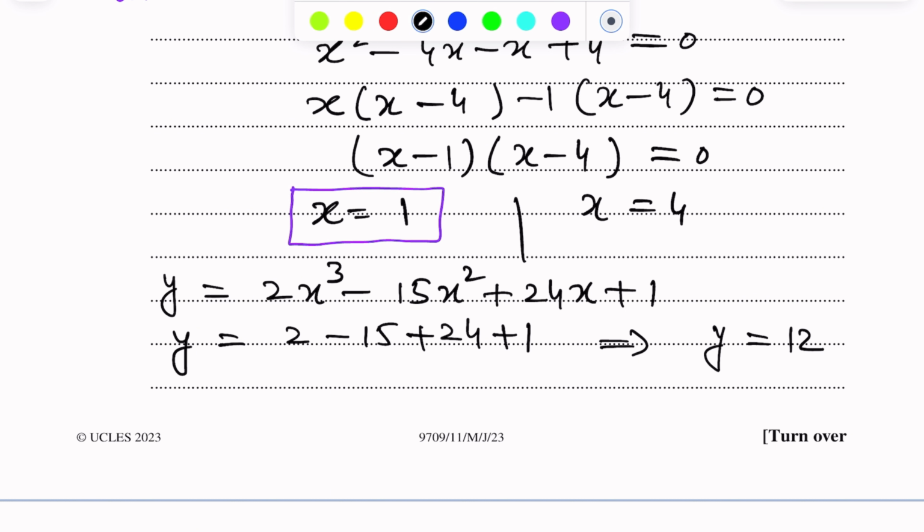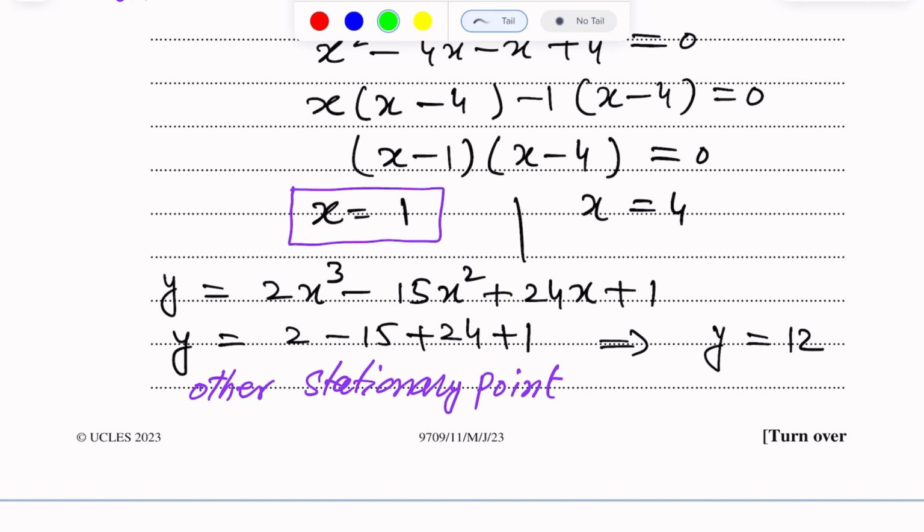So the other stationary point will be, the x coordinate is 1 and the y coordinate is 12. So the other stationary point will be (1, 12). This is the answer. (1, 12) is the other stationary point on the curve.